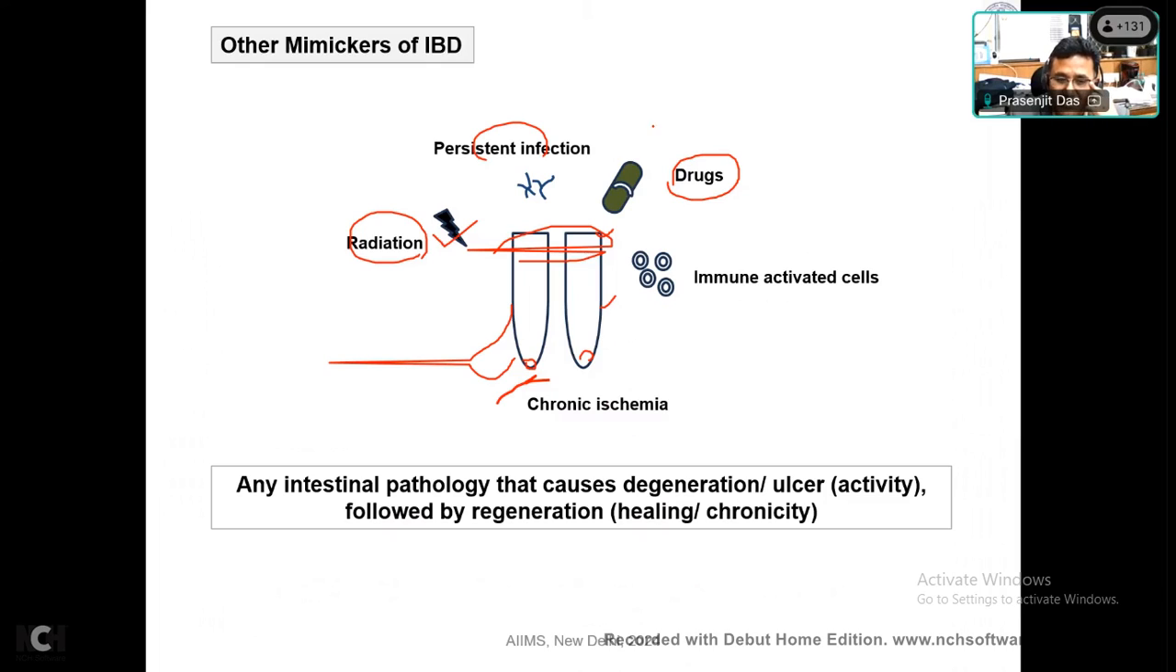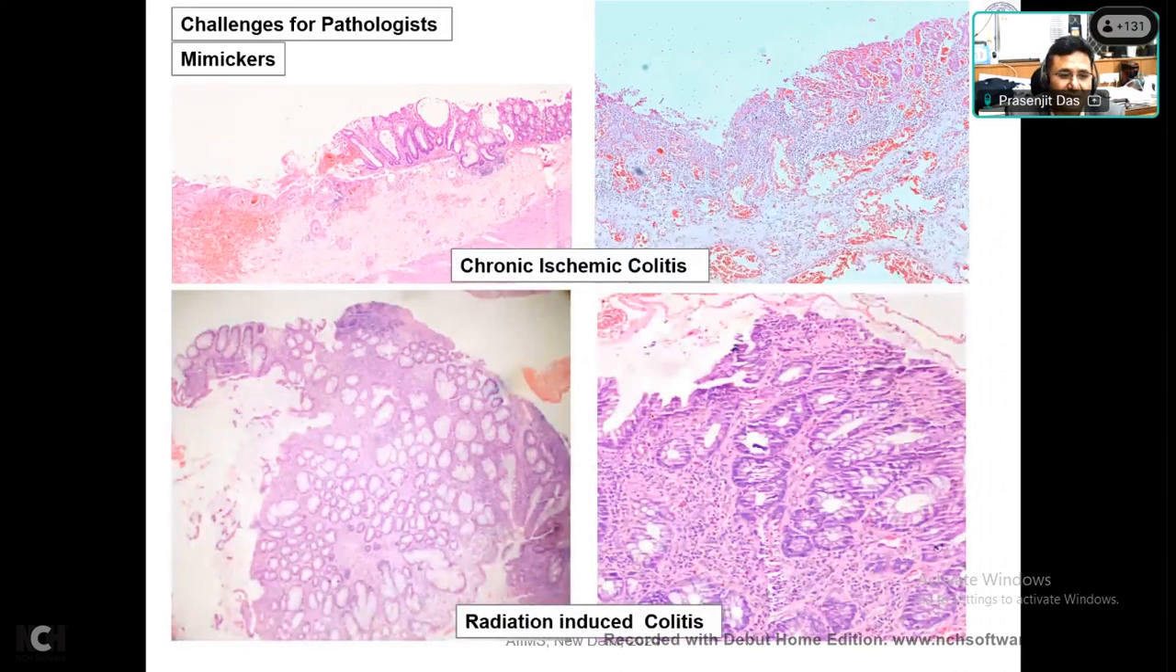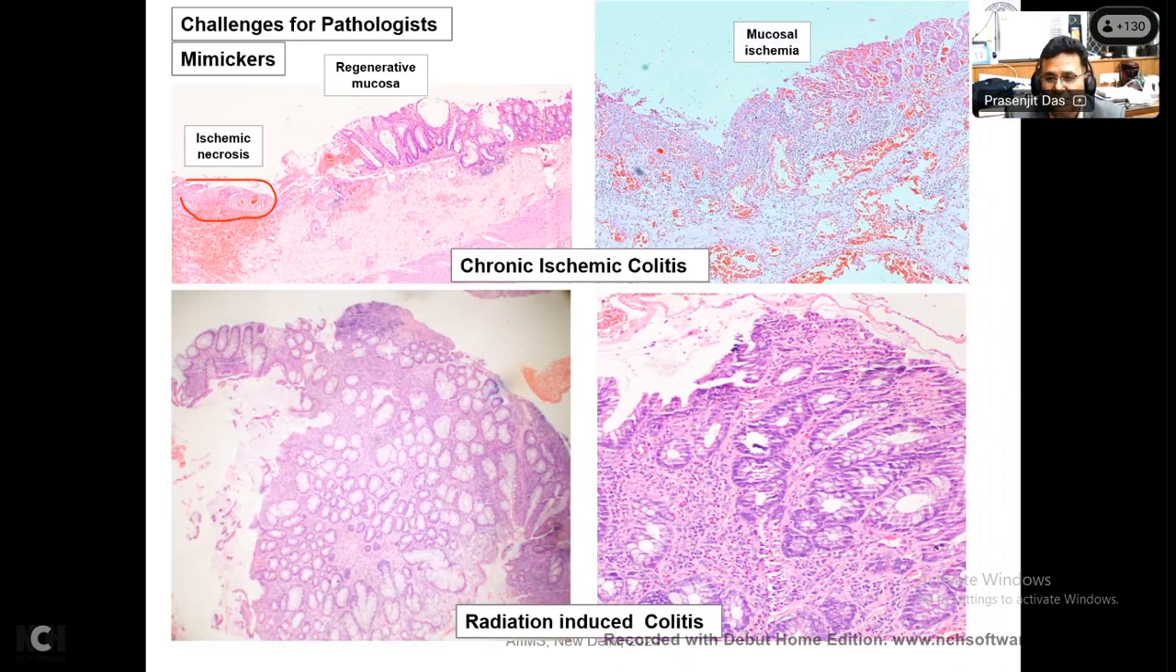So all those features will show you mucosal ulceration along with distortion. So chronic active colitis, all will be differential diagnosis. For example, what you are seeing here is a chronic ischemic colitis. What you are seeing is chronic active or acute on chronic ischemic colitis. Here there is ischemic necrosis of the mucosa. However, if you look at the adjacent mucosa, there are features of chronicity because the mucosa is undergoing regeneration.